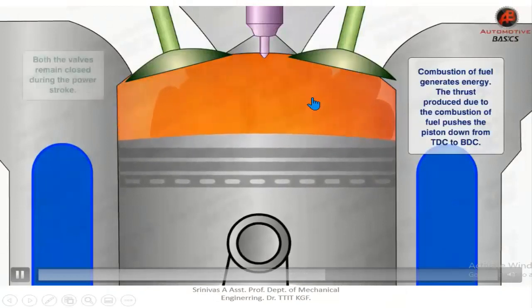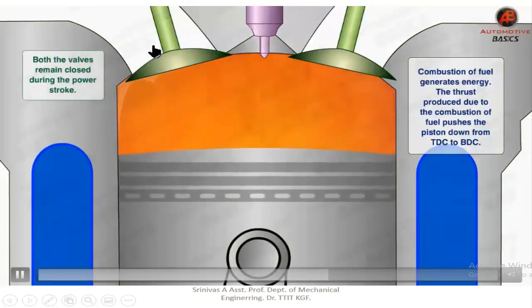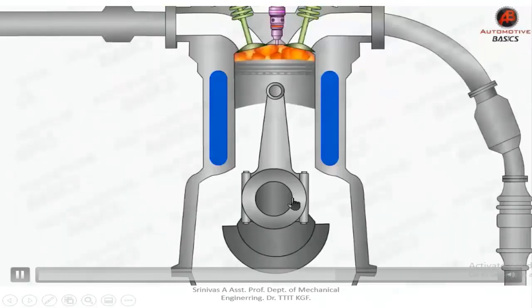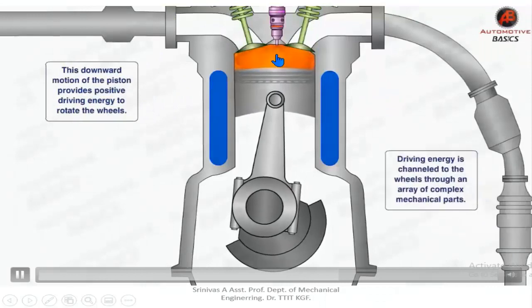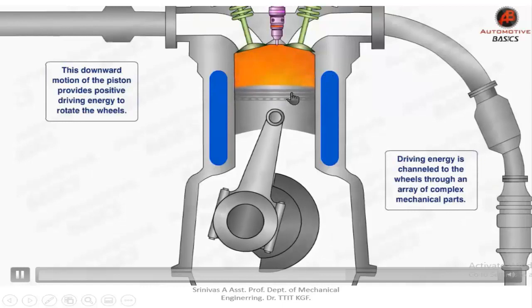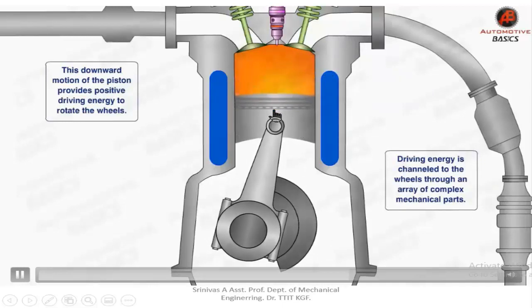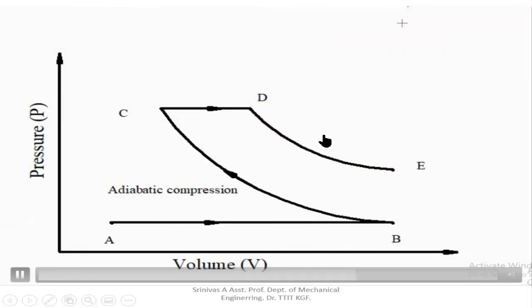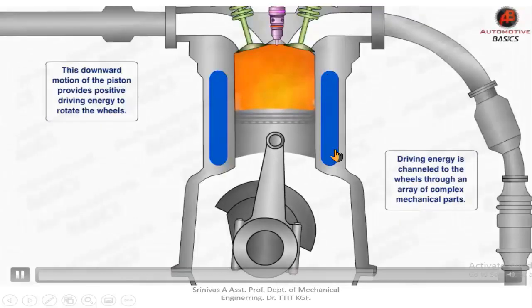So the power stroke begins, and during that both inlet and exhaust valves are closed, and all the pressurized burnt gases push the piston downwards. Because of that pressure, the piston moves from TDC to BDC, and that is known as the power stroke. When the piston reaches BDC, in the PV diagram, D to E is the adiabatic expansion process, where volume is increased and pressure is decreased because of the piston movement from TDC to BDC.